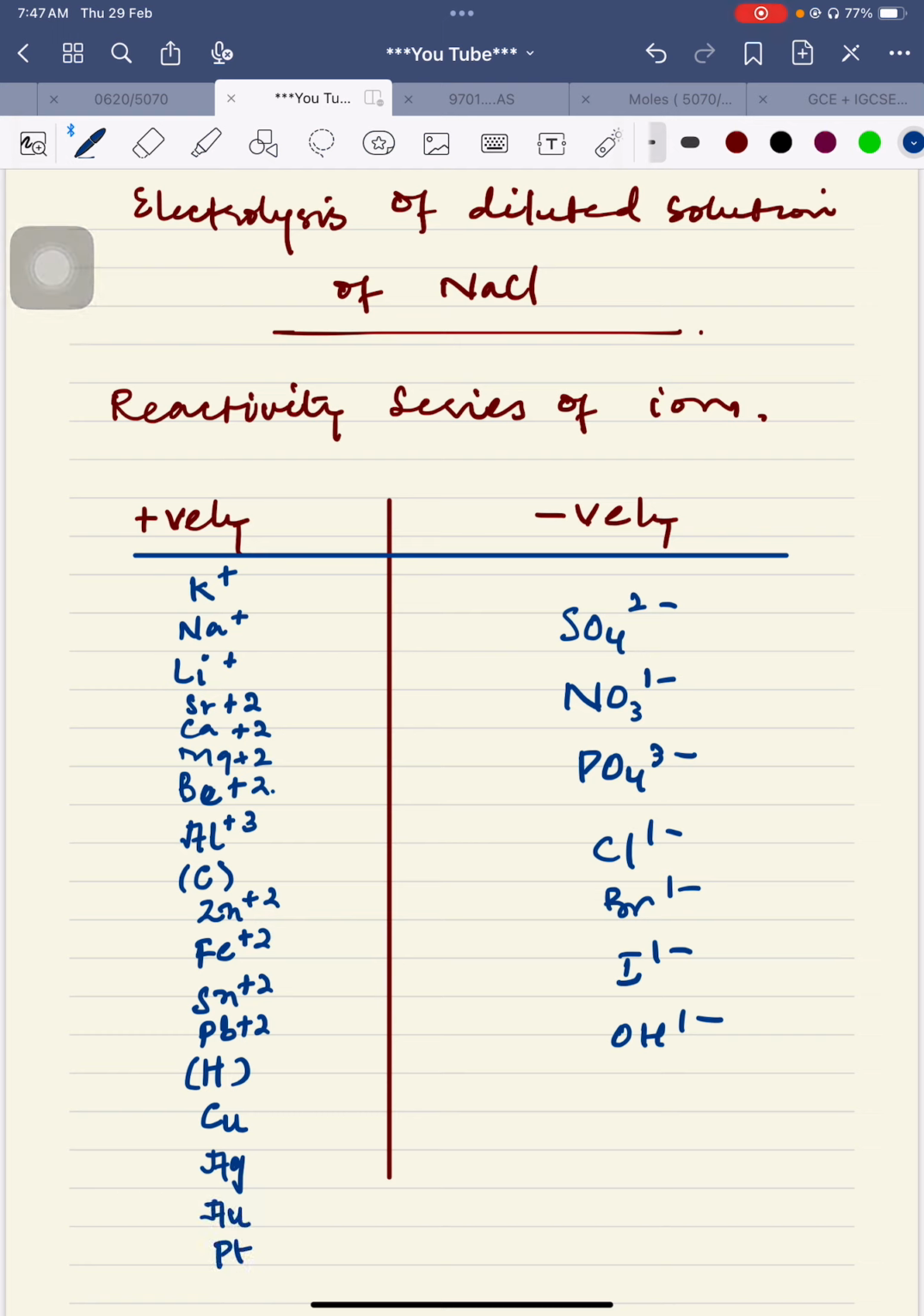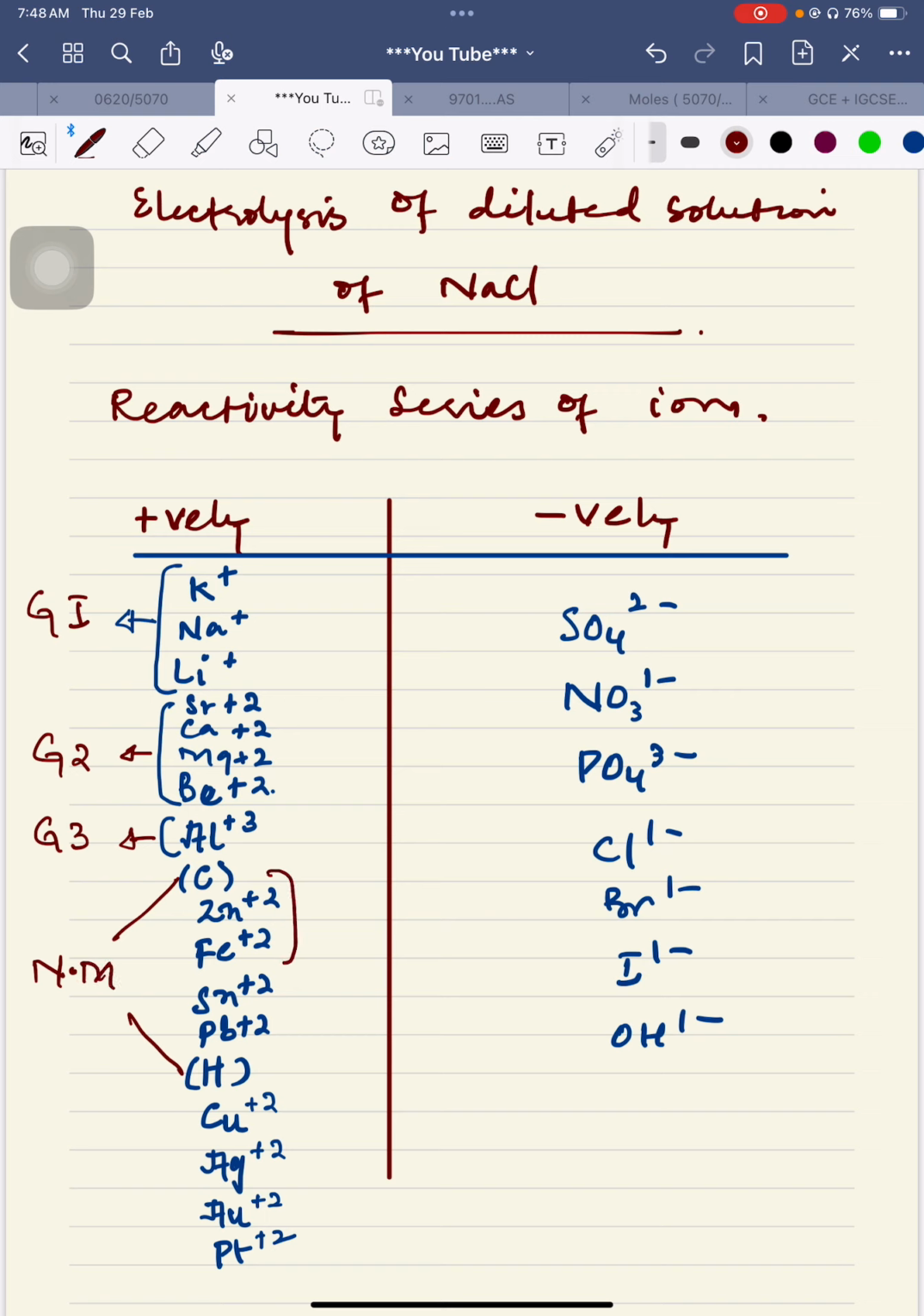Guys, please don't forget how to write the charges on them. It is copper, which is +2, silver +2, gold +2, and platinum +2. So let me tell you very clearly to which groups these belong. If I'm telling you this is part of group number one, this is part of group number two, this is part of group number three, and this and this are the non-metals.